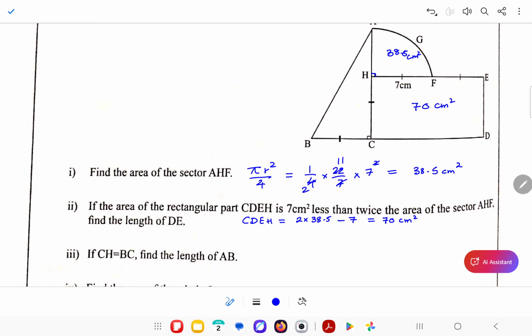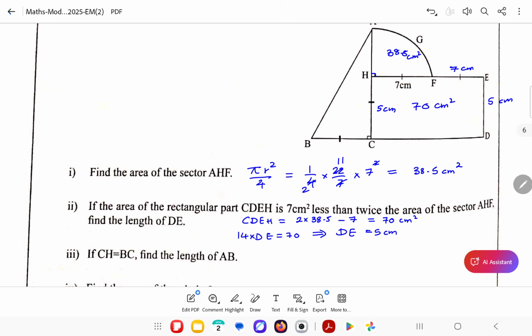So then we can find DE. This is also 7 centimeters. HF is equal to FV according to the diagram. So 14 times DE is 70. So DE is 5 centimeters. So this is 5 centimeters. So then CH is 5 centimeters.